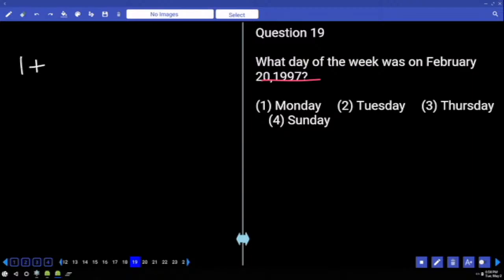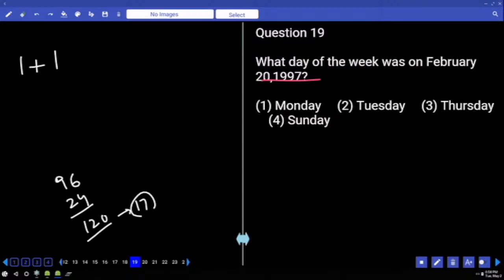Next 96. 1900, 1 odd day. 96 years were there. Now in these 96, how many leap years are there? 24. 96 divided by 4 is 24. For every 4 years, a leap year. 96 plus 24 is 120. Now 120 odd days. 120 divided by 7, the remainder is 1. Hence, in these 1996 years, there are only 2 odd days.